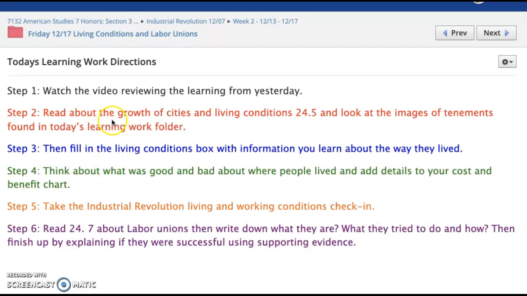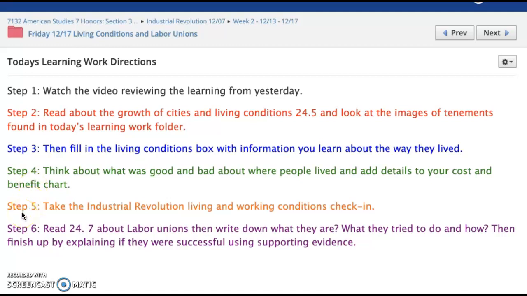You are going to start by reading about the growth of cities and living conditions. So you're going to find out what tenements are. So it's in 24.5. There's also some images in Schoology of what tenements look like. So go ahead and look at those too. And then after you've read and looked at those images, make sure you filled in that graphic organizer in the box that says living conditions. Then once you've done that, you're going to think about things that are good and or bad about tenements, and once again go and add to your chart down at the bottom of benefits and costs.